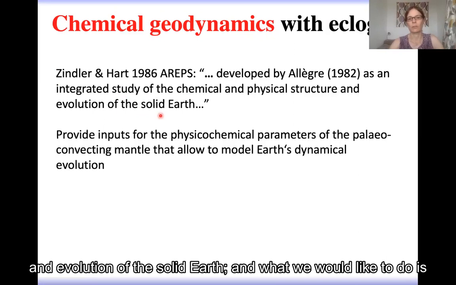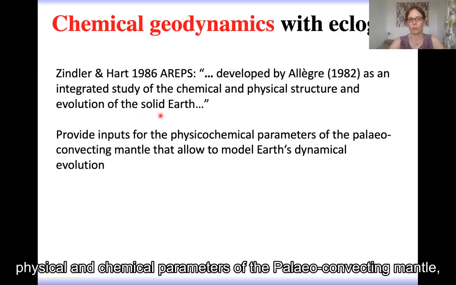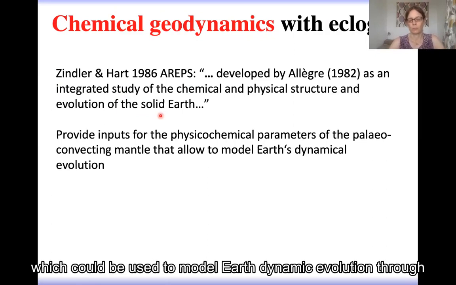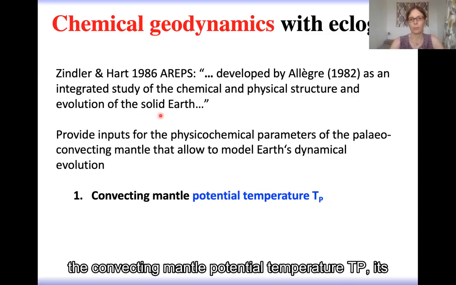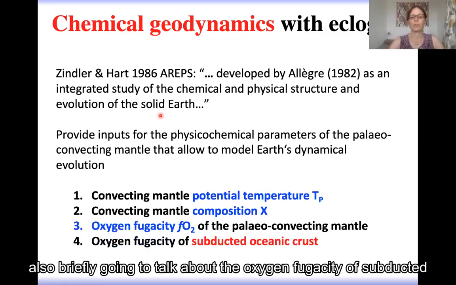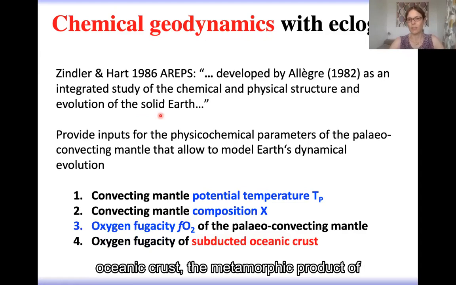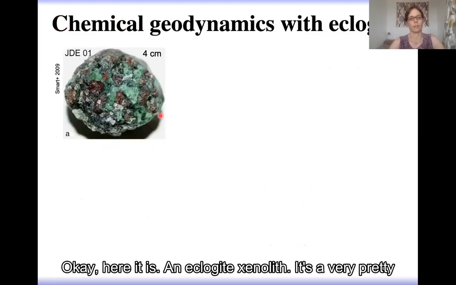And what we would like to do is provide improved constraints on the physical-chemical parameters of the paleoconvecting mantle, which could be used to model Earth dynamic evolution through time. And so the four main topics I'm going to cover in this talk are the convecting mantle potential temperature, Tp, its composition, X, its oxygen fugacity, or fO2, and then I'm also briefly going to talk about the oxygen fugacity of subducted oceanic crust, the metamorphic product of spreading ridge derived basalt.